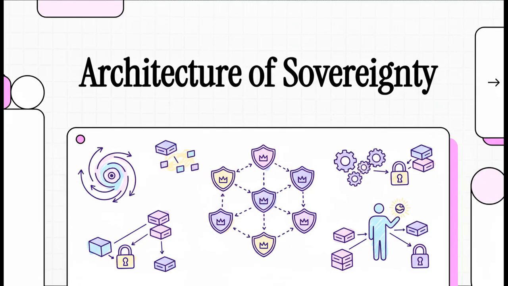All right, let's jump right in. Today we're talking about something huge, a potential shift in how the internet itself is built. It's this new vision called the architecture of sovereignty. Sounds pretty epic, right? Let's break it down.